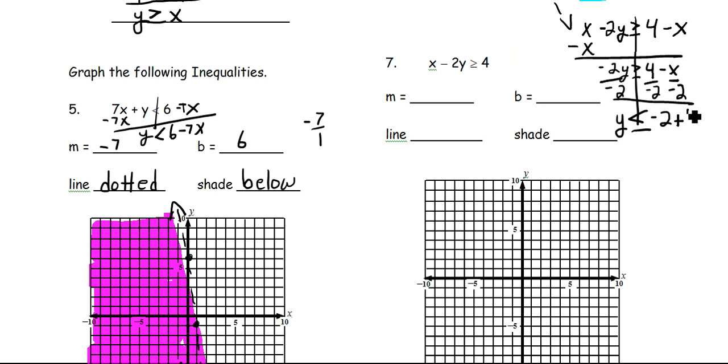There. Now that I have solved for y, I can fill this in. The coefficient of x is 1/2. The y-intercept, or the b, is the constant. It is -2. Notice that we have the equal sign here, so our line will be solid. The less than sign, remember, left hand less than, means we shade below.